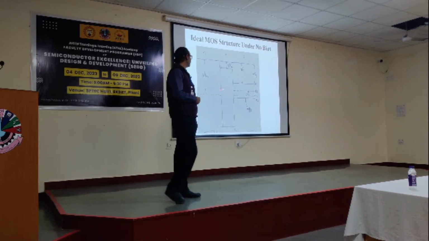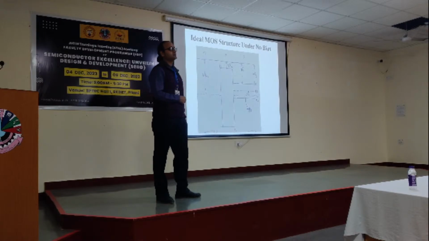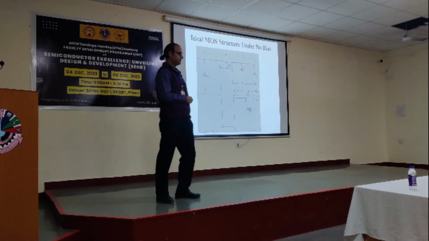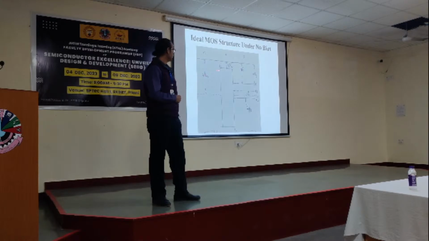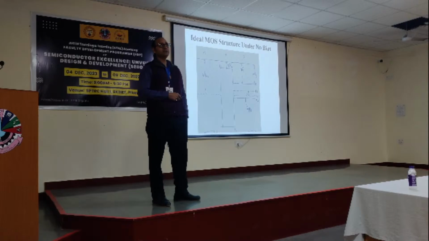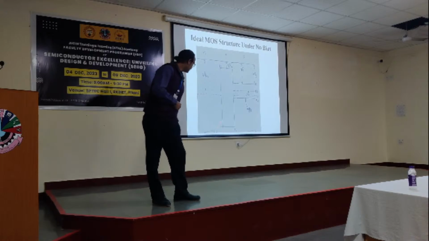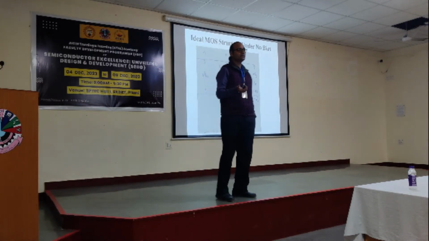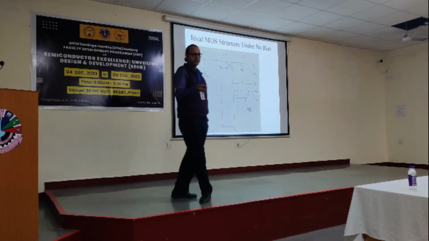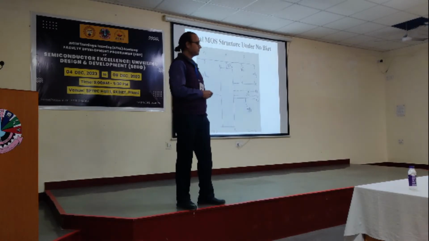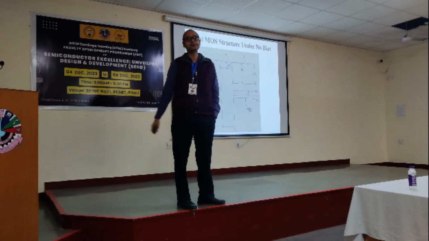Now see what will happen if we apply some voltage. Say I apply some positive voltage at the gate, suppose plus 5 volt here. What will happen? We know very well that inside the metal the electric field is zero. The voltage drop will ideally be zero. The entire 5 volt has to drop in the oxide and in the semiconductor, right?